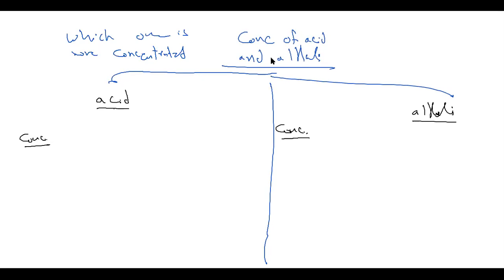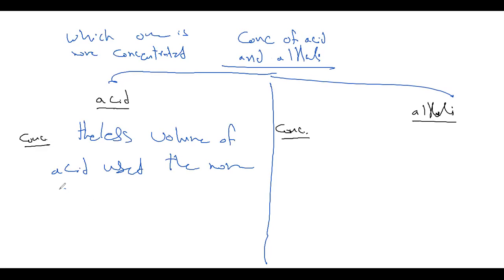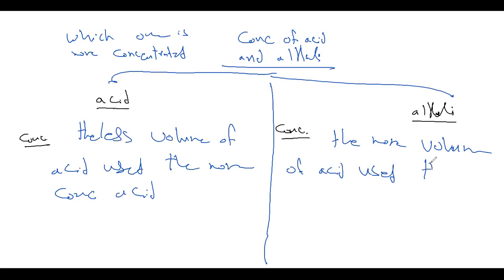In case of acids, the less volume of acid used, the more concentrated the acid. In case of alkalis, the more volume of acid used, the more concentrated the alkali. The opposite.